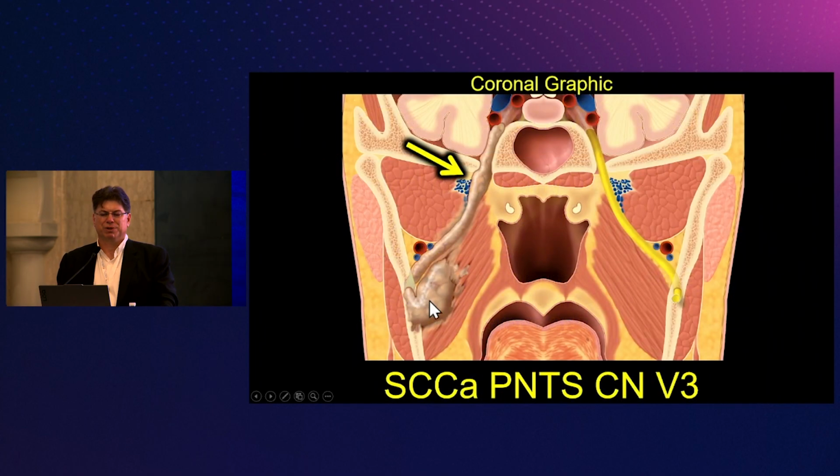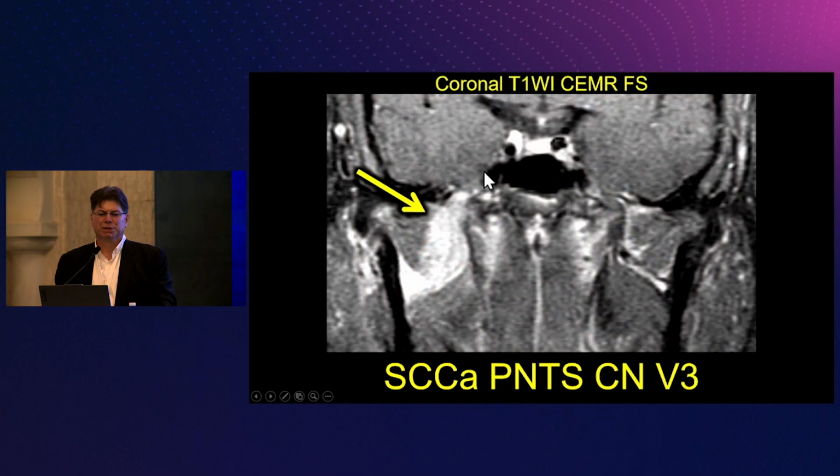Here's a coronal graphic. If we have a tumor that's near the jaw, it may get up on V3 and go up through a valley to get to the trigeminal cistern above that and the semilunar ganglion. So here's a nice correlating case with that graphic. This is a coronal T1 post-contrasted, and we see a lot of enhancement along V3 and going up to ovale at that level.